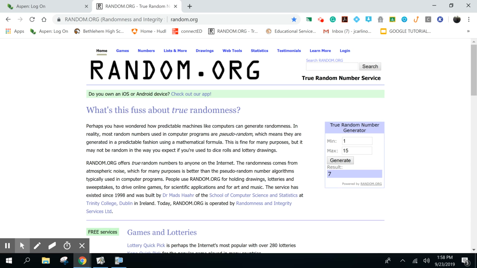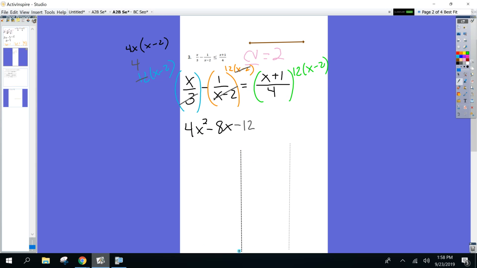7. 1. What cancels out? The 4 is out of here for good, for sure. And then on the top, you're going to have 3.